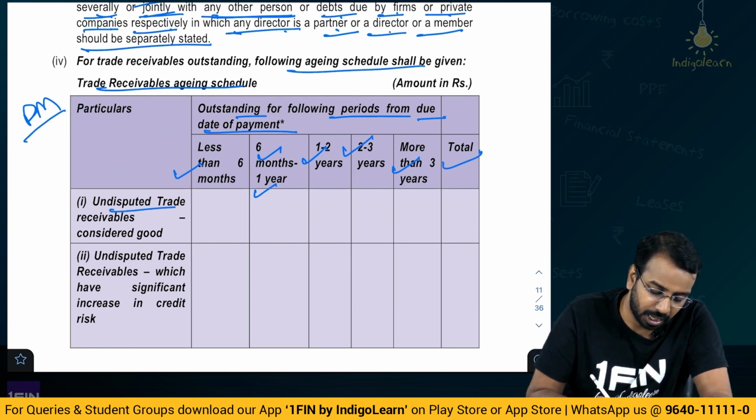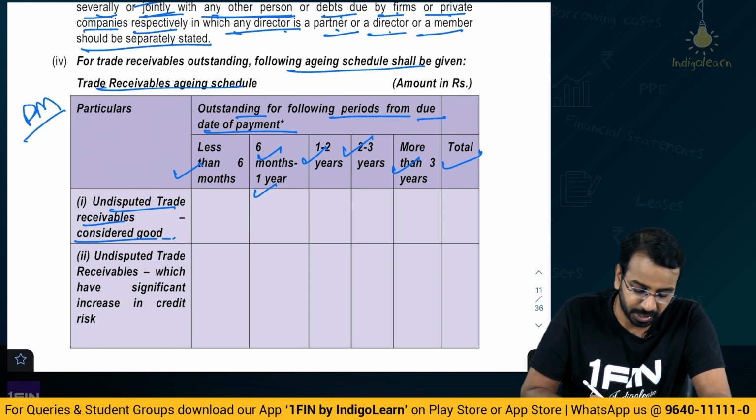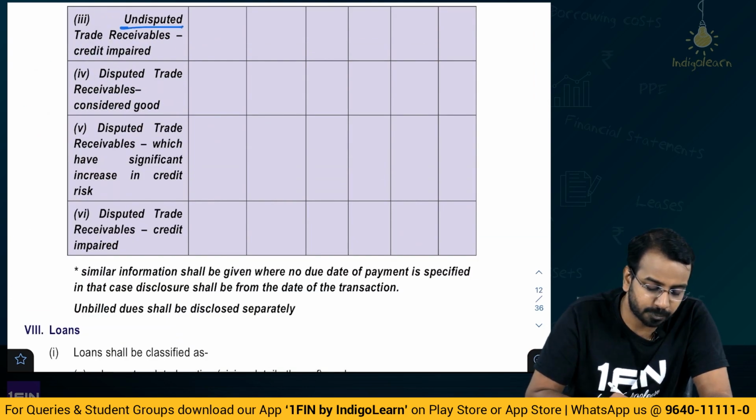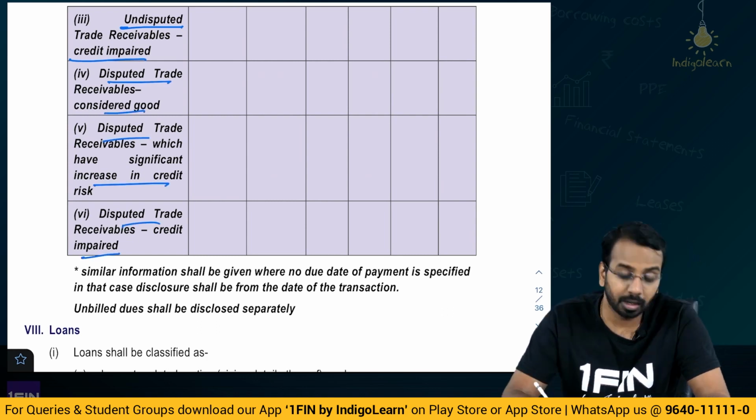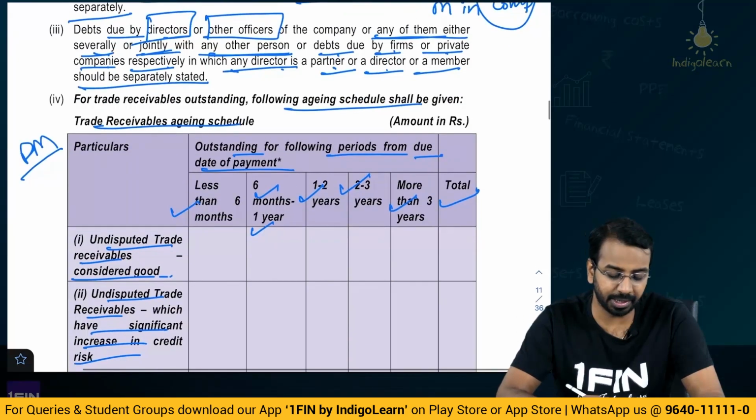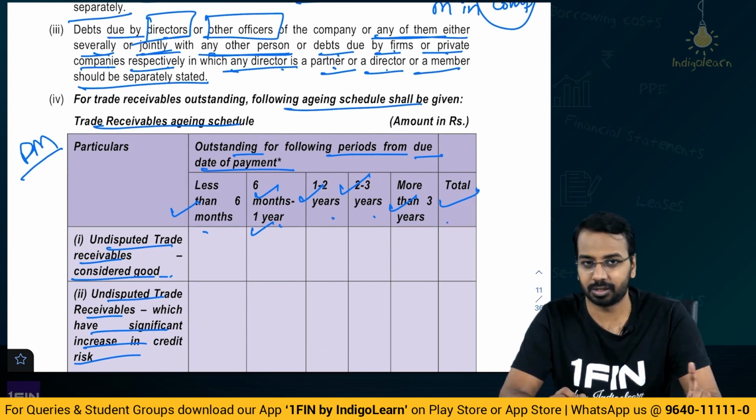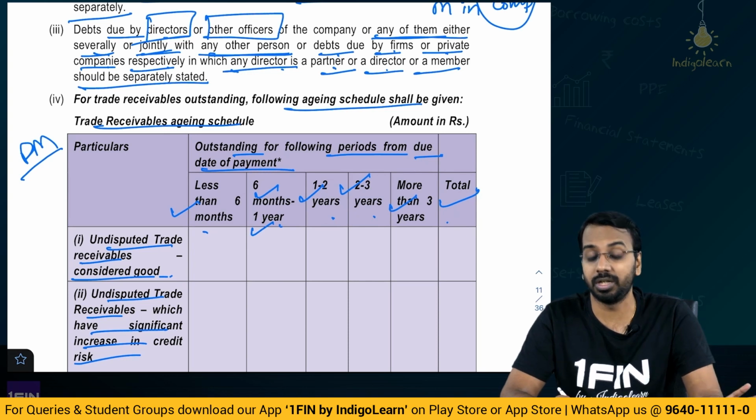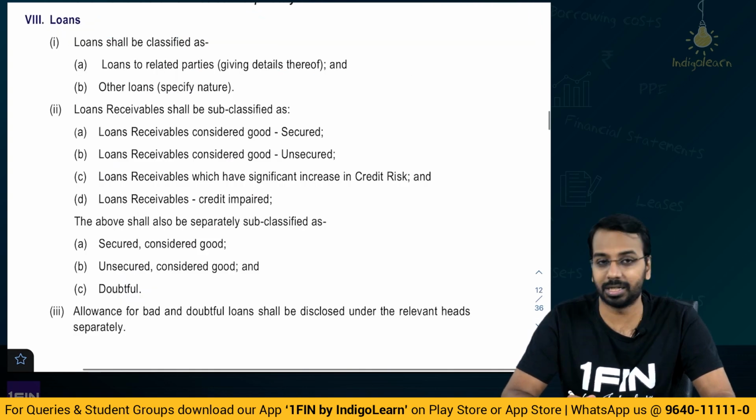In that, undisputed considered good, undisputed having significant increase in credit risk, undisputed credit impaired, disputed considered good, disputed significant increase in credit risk, disputed credit impaired. Okay, so this you have to give an aging analysis. So what is the aging bucket? Less than 6 months, 6 months to 1 year, 1 to 2 years, 2 to 3 years, more than 3 years, right? So that is what you have to disclose.